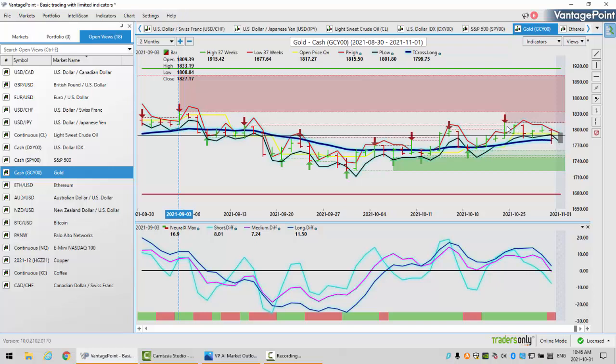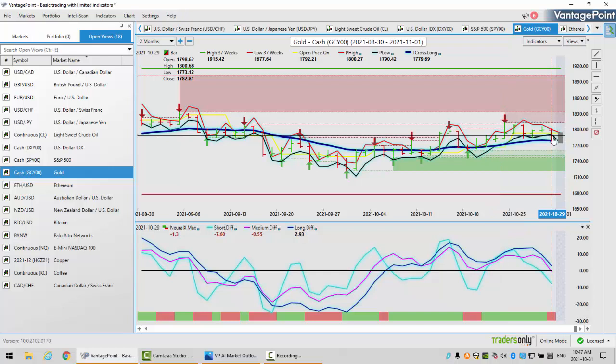Right now, you can see that we are not clearing the 1808 level, 1812. We were doing this past week in the VantagePoint live training room, where I had stated it's a difficult buy on gold when you've got Bitcoin rising, the dollar holding firmly above its yearly opening price, and gold holding firmly below its yearly opening price. This is what we look for.